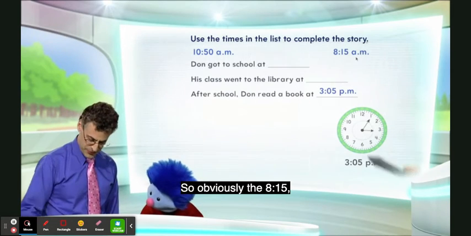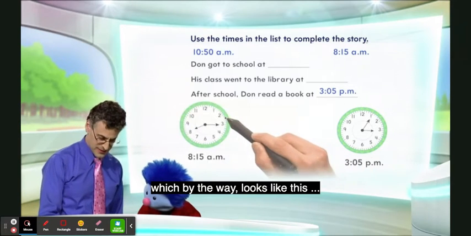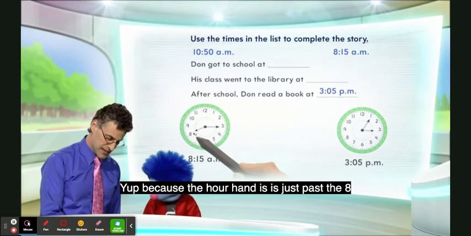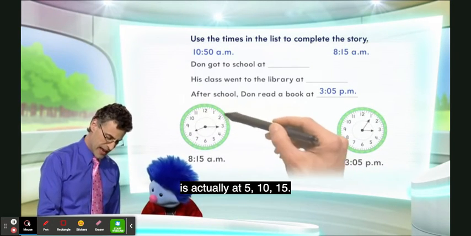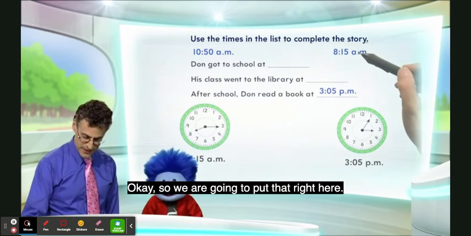So obviously the 8:15, which by the way looks like this. So here's 8:15. Oh, that's what that looks like. Yep, because the hour hand is just past the 8, and you see that the minute hand, the long one, is actually at 5, 10, 15. Right. Okay, so we're going to put that right here.